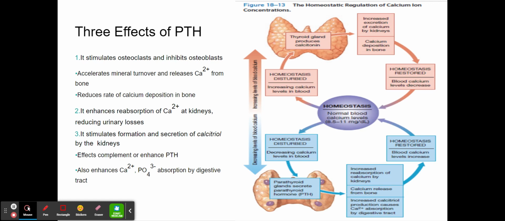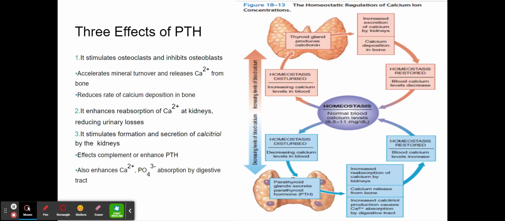This growth factor results in an increase in osteoclasts and in osteoclast activity. With more active osteoclasts, the rate of mineral turnover and calcium release accelerates. As bone matrix erodes, blood calcium rises. Two, it enhances the reabsorption of calcium by the kidneys, reducing urinary loss. Three, it stimulates the formation and secretion of calcitriol by the kidneys.